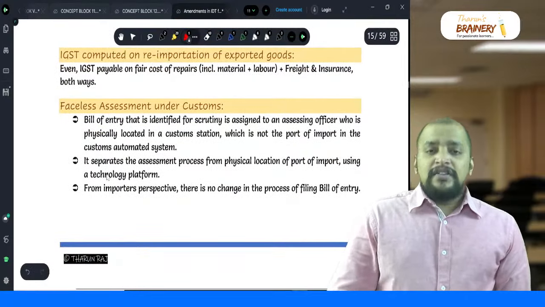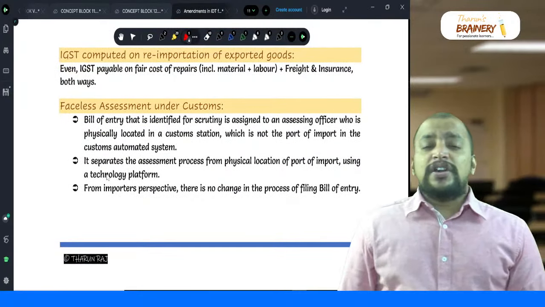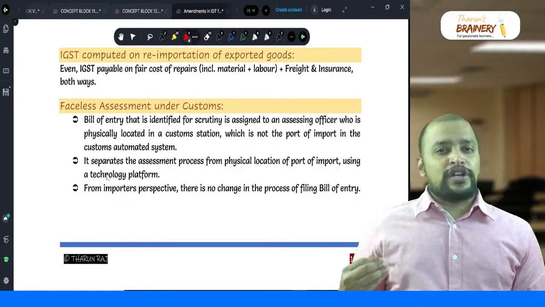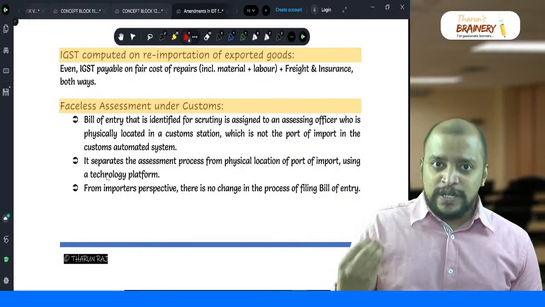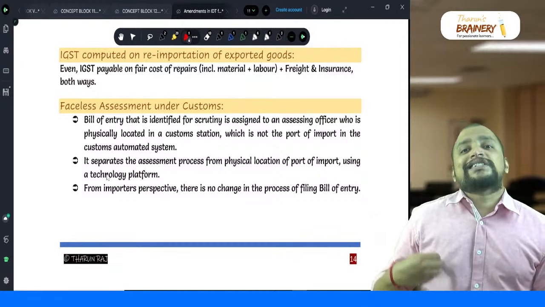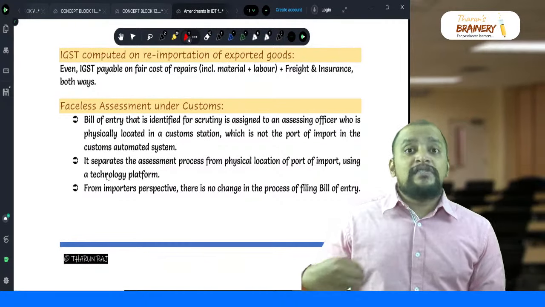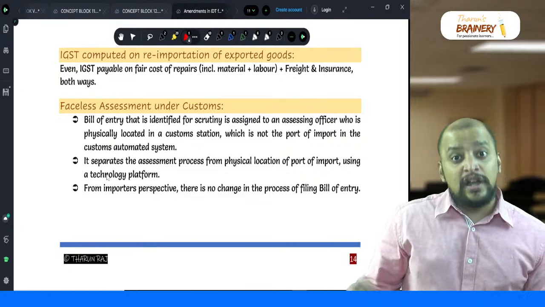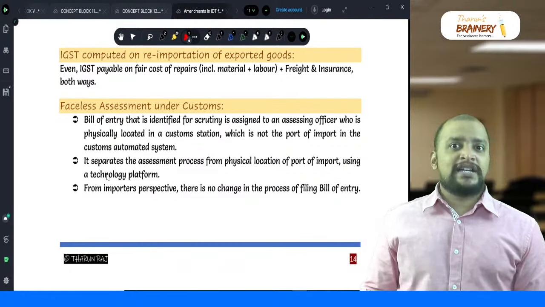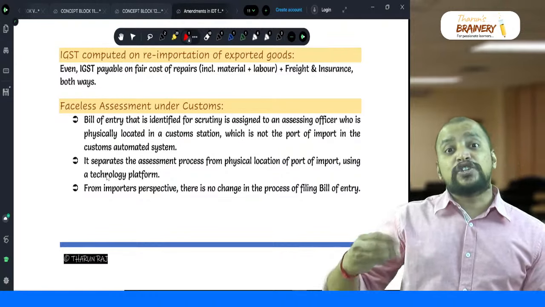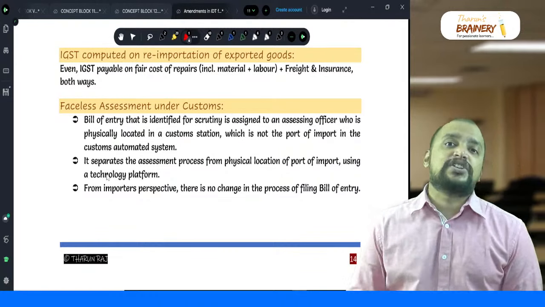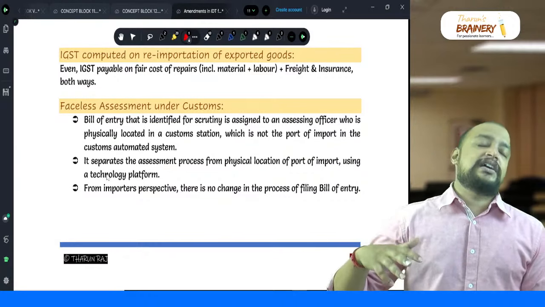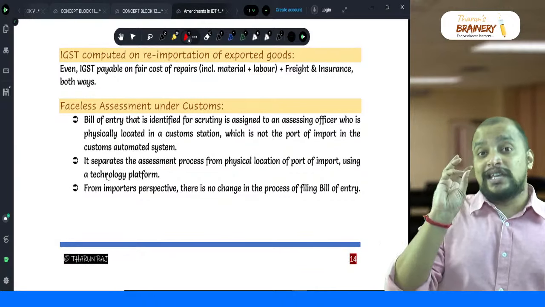Then, IGST computed on re-importation of exported goods. Generally, whenever we import some goods on which customs duty is paid, and those imported goods are sent abroad for repairs, now after repairs, when the goods are coming back, we need to pay customs duty on the fair value of repairs and freight and insurance both ways. That should be taken as a concessional value on which customs duty is payable. No need to pay full customs duty on full value, only on the concessional value.